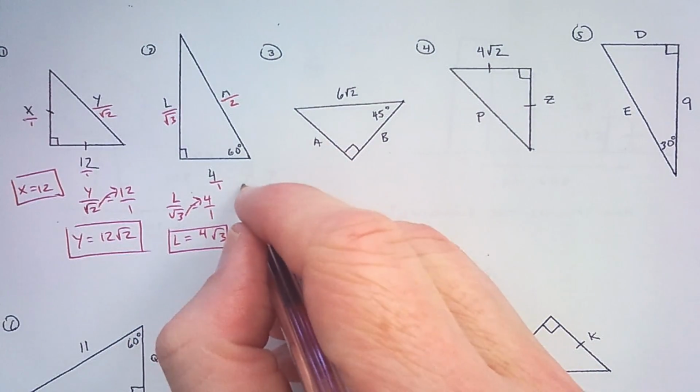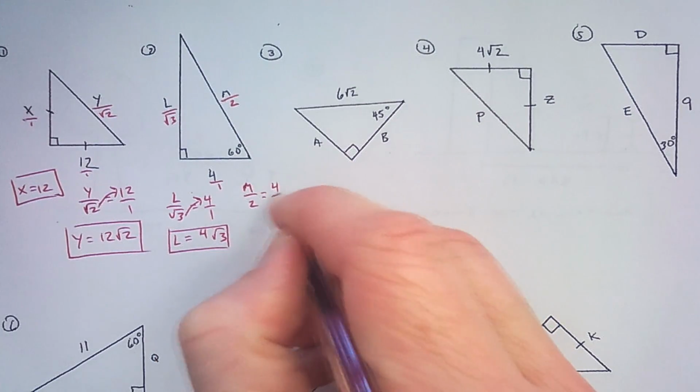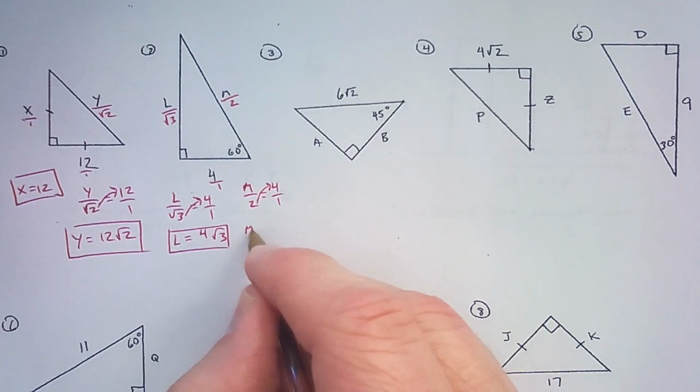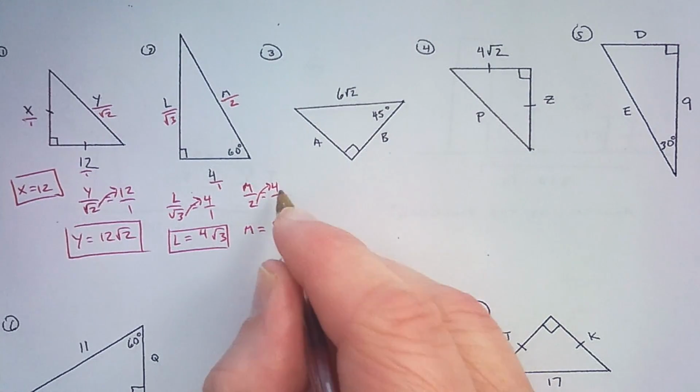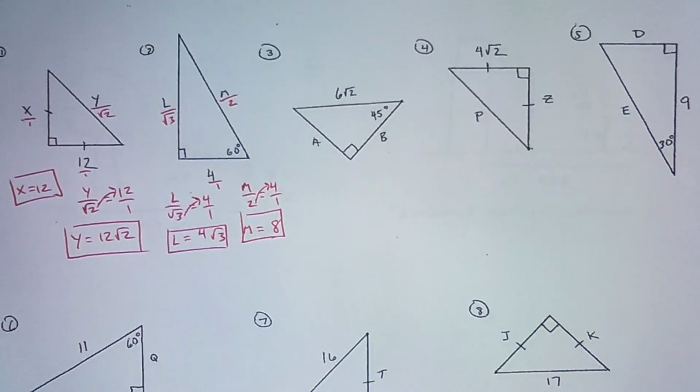And then I have M is to 2 as 4 is to 1, and I multiply that 2 across, and I get M is 8, and again it's over 1, so I don't need to write that, so M is 8.